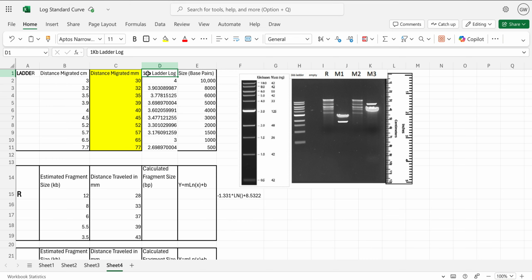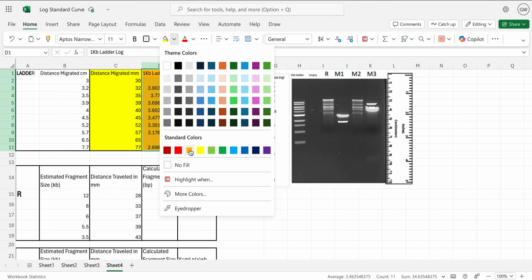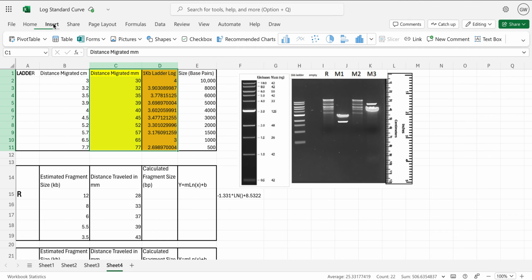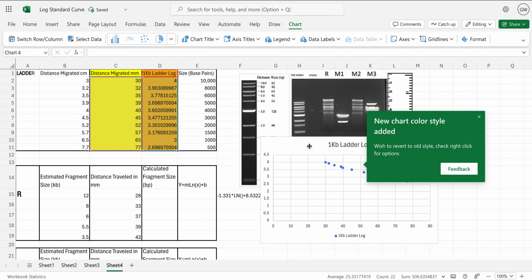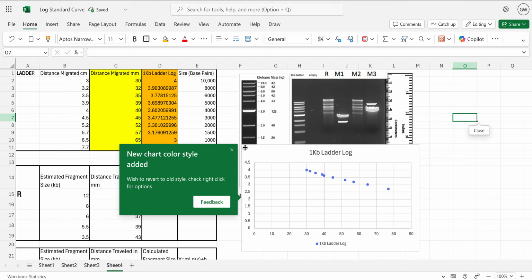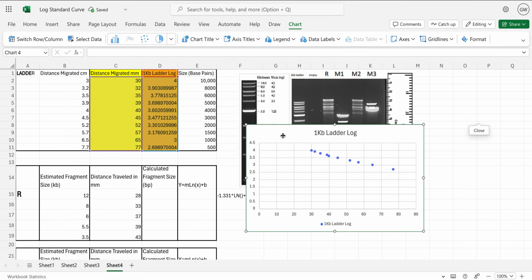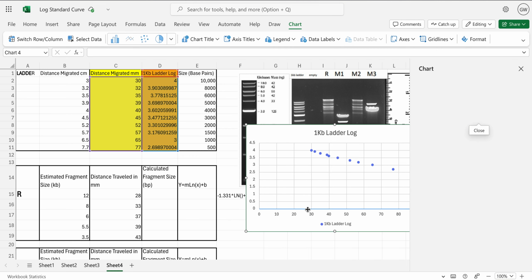So what we want to do, the most important things we need, I'll put this in orange. So the log standard curve that we'll be making, we can highlight these two. Insert, we want a chart, a scatter with only markers, and boom, here's our curve. Well, not yet. We have some other stuff we got to do to it.